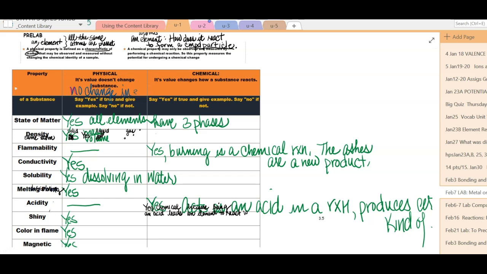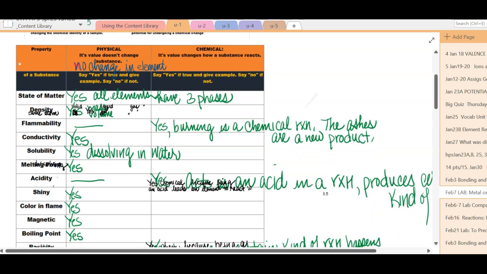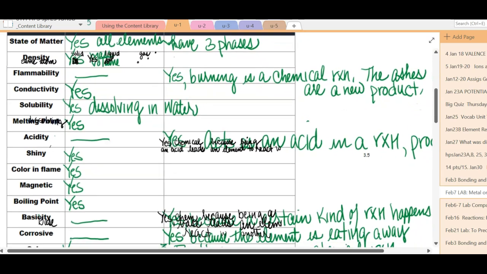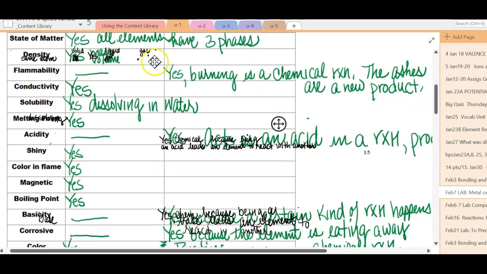There's no change in the element or compound. Here we were just talking about elements. In contrast, in chemical, there's actually a change. All right, let's look and see which ones were physical.